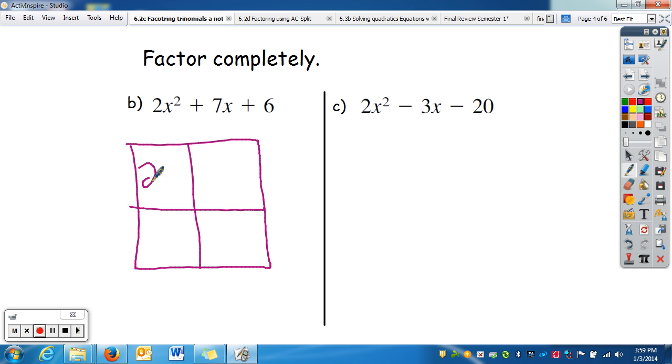So remember the first box. First we find the GCF. The GCF is 1, so we're not going to worry about it. And then 6. Well, the only way to get 2 is 2 and 1. So I have 2x and 1x, or x.